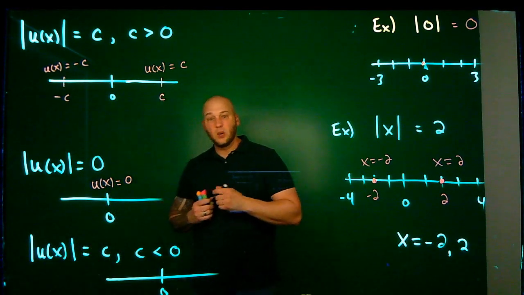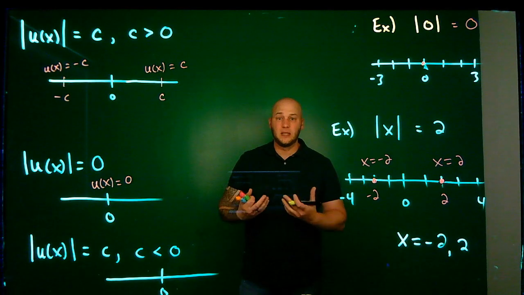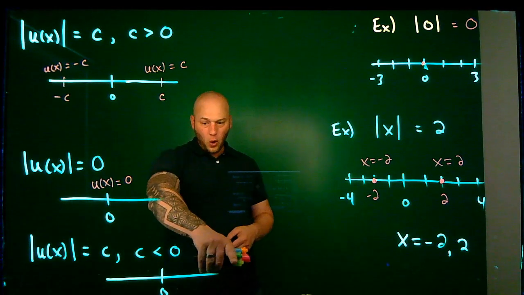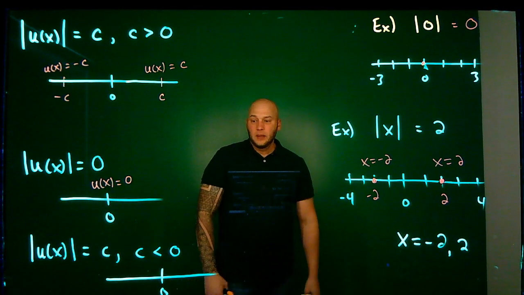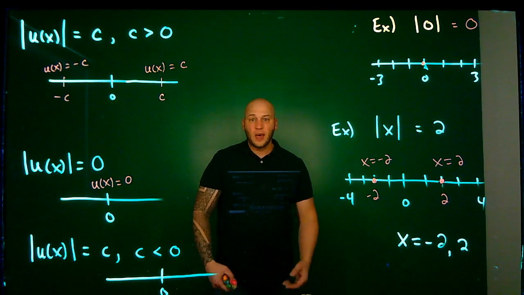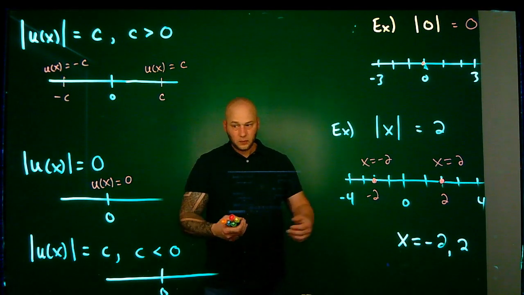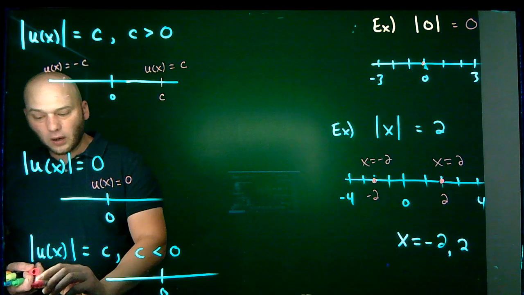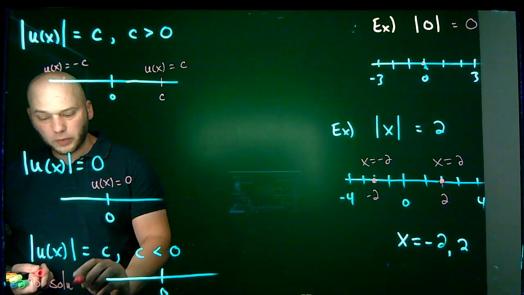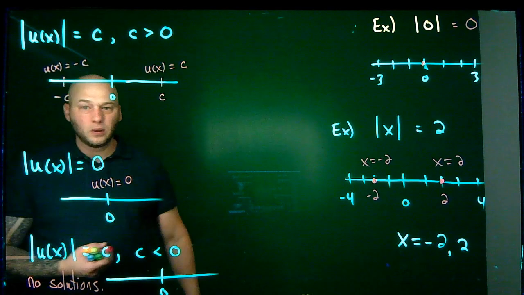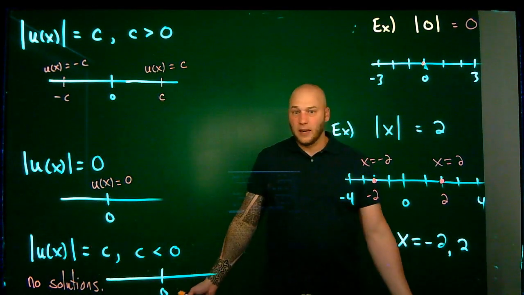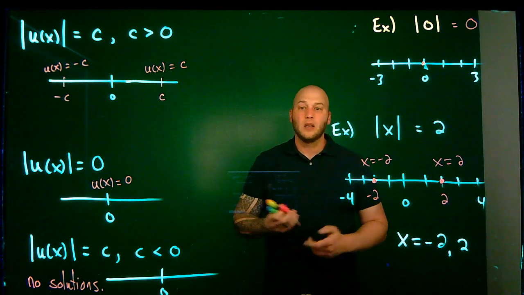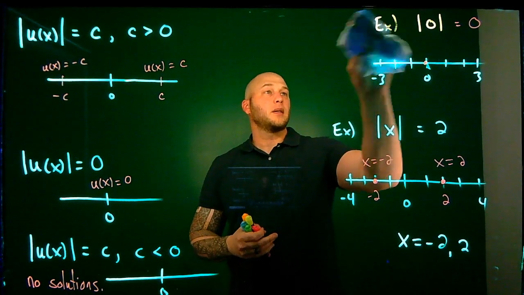if u of x is equal to c, where c is negative, well, remember that the c value is my distance. Just like over here, the number 2 is the distance. There's nowhere on the number line that I can plot a value of u of x that will have a negative distance away from 0. In other words, if you have this situation, you can say that there's no solutions, because there's no way that an absolute value is going to be negative. Distance can never be negative. The only solutions that we could have would be for the first 2 cases. So let's go ahead and take a look at examples of each.